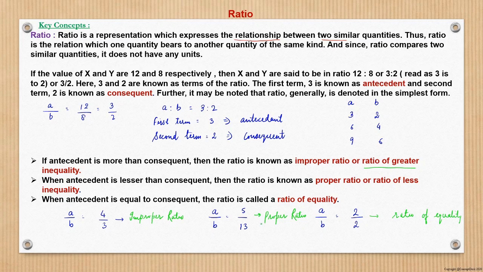These are just terms that should be kept in mind, nothing else. If any question directly comes on these terms, it may be solved easily. That's the whole purpose of this, right? So if A by B is 4 by 3, the ratio is 4 is to 3. Here the ratio is 5 is to 13, and here the ratio would be 2 is to 2, which is 1 is to 1. So these are an improper ratio, a proper ratio, and a ratio of equality, right?